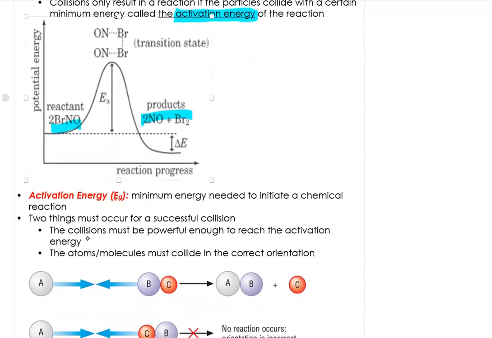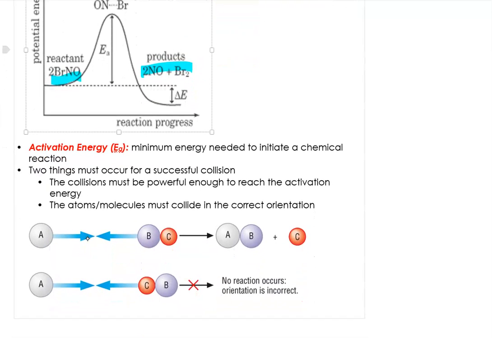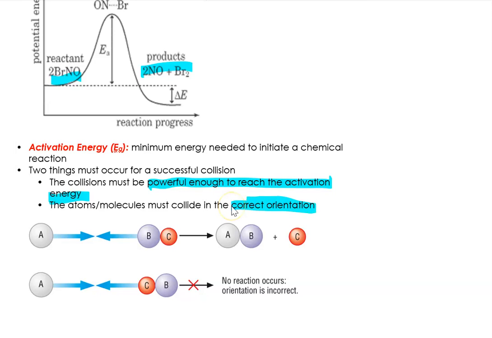So the activation energy is the minimum energy needed to initiate the chemical reaction. Just to reiterate, two things must occur for a successful reaction to happen. One, the collisions must be powerful enough to reach the activation energy, so the atoms or molecules must collide with enough power, and two, they must collide in the correct orientation.